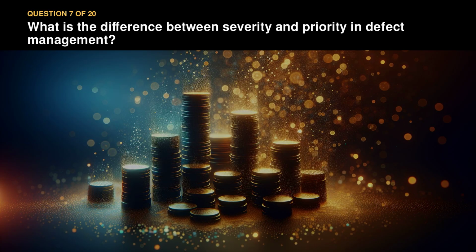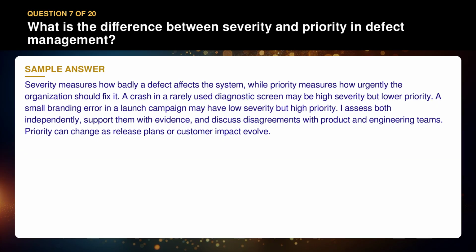Question 7. What is the difference between severity and priority in defect management? Severity measures how badly a defect affects the system, while priority measures how urgently the organization should fix it. A crash in a rarely used diagnostic screen may be high severity but lower priority. A small branding error in a launch campaign may have low severity but high priority.